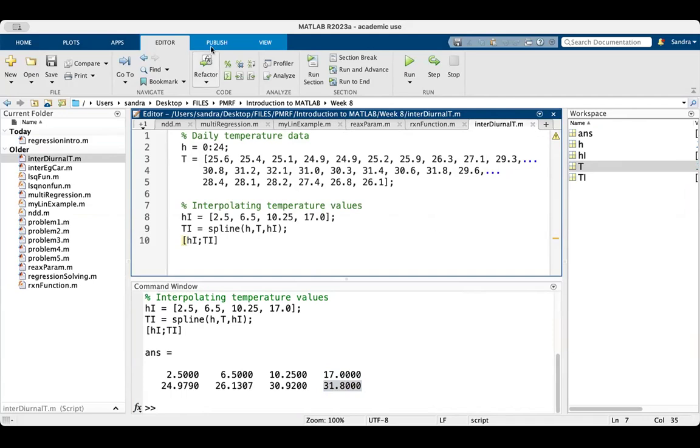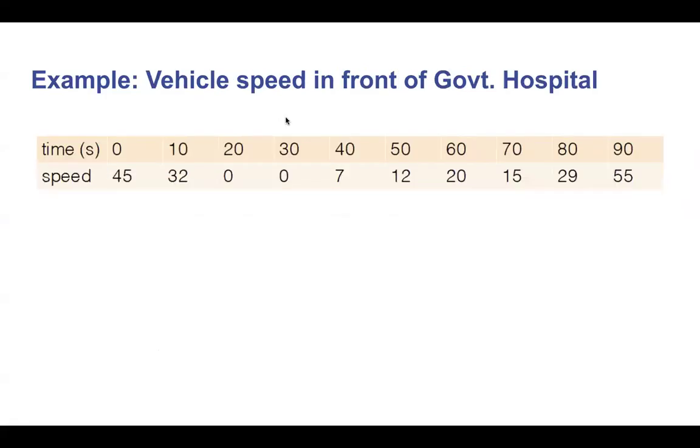So now let's look at one more example. That is a vehicle speed in front of a government hospital. From time in seconds from 0 to 90 seconds, the speed of the vehicle is varying. First it is 45, 32, then the vehicle is stopped, so it's like 0, 0, no speed. Then 7, 12, 20, 15, 25, and finally it is 55. The speed is varying. It's a non-linear change, so we need to find the interpolated values.